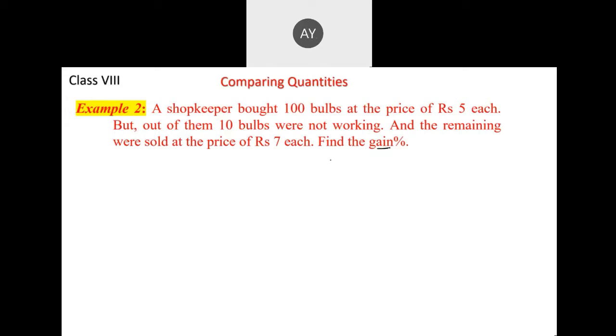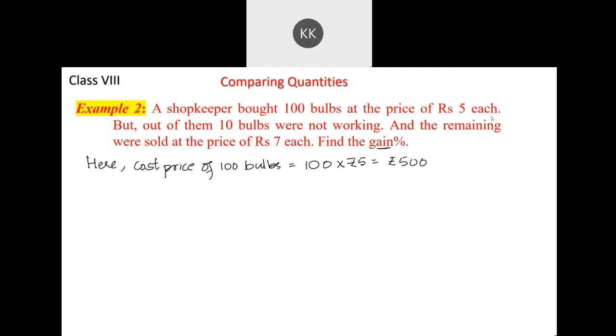First, we should find the cost price: 100 into 5. And 10 bulbs were defective, so we should subtract them, which leaves 90 bulbs. The selling price is 7 rupees per bulb, so 90 into 7.